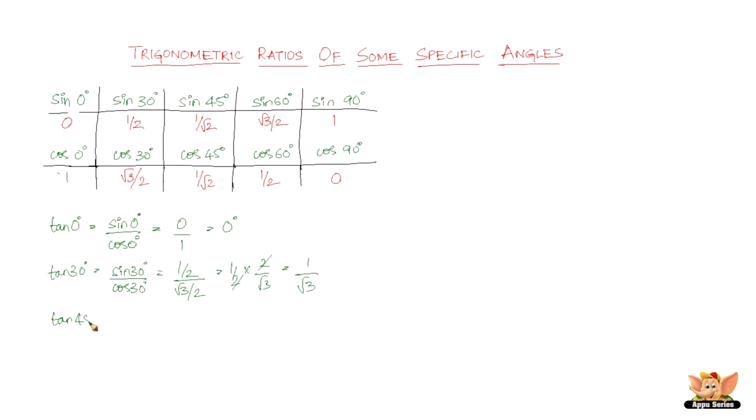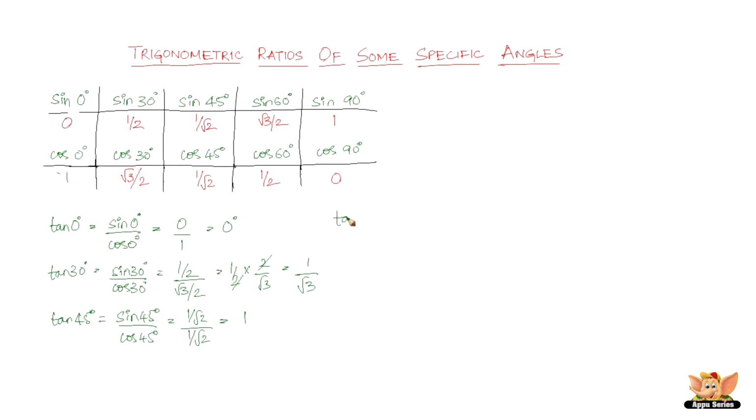And we have tan 45 as sine 45 by cos 45 degrees. So sine 45 is 1 by root 2, and so is cos 45, which is 1 by root 2. So two equal things divided is going to be 1. 1 by root 2 divided by 1 by root 2 is just going to be 1. So we have another couple of angles left.